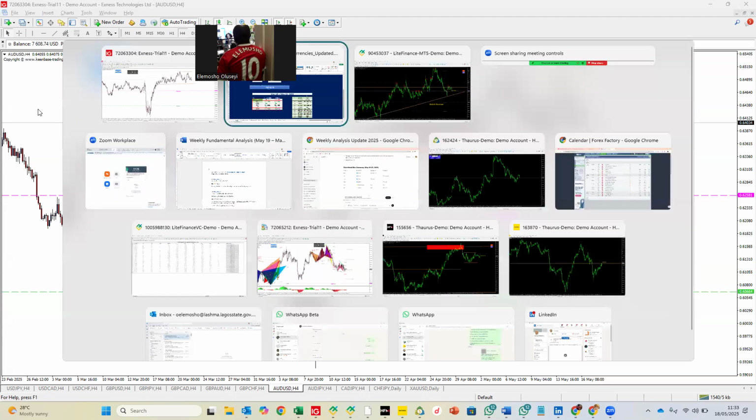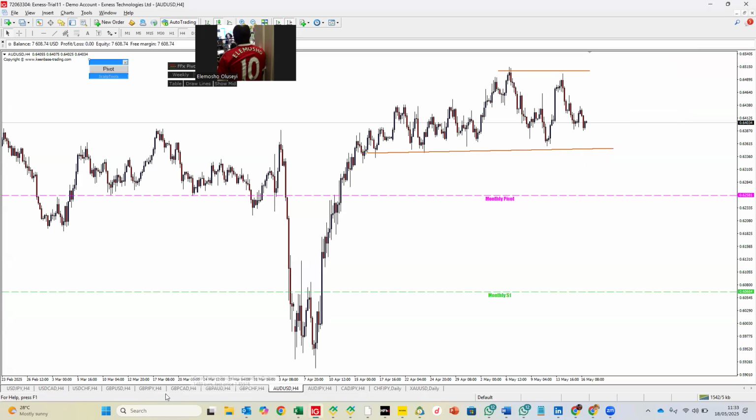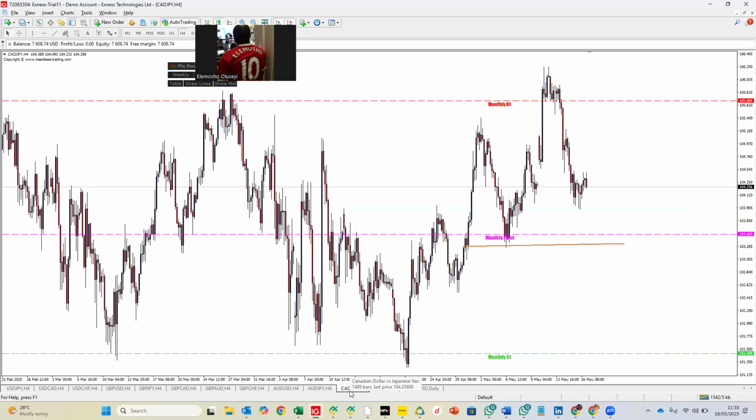The next one there is the CAD yen. For CAD yen, I'm looking forward to selling this up to this point. When CAD becomes strong, you should expect that it will reverse back. So we just have a little sell up to this point, and then from there we are going to be looking for a buy that will take us up again. So that takes care of CAD yen.